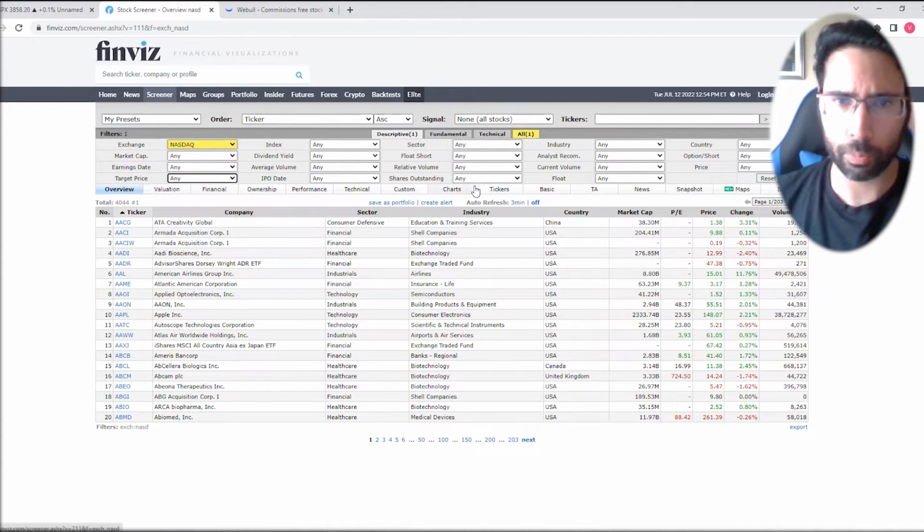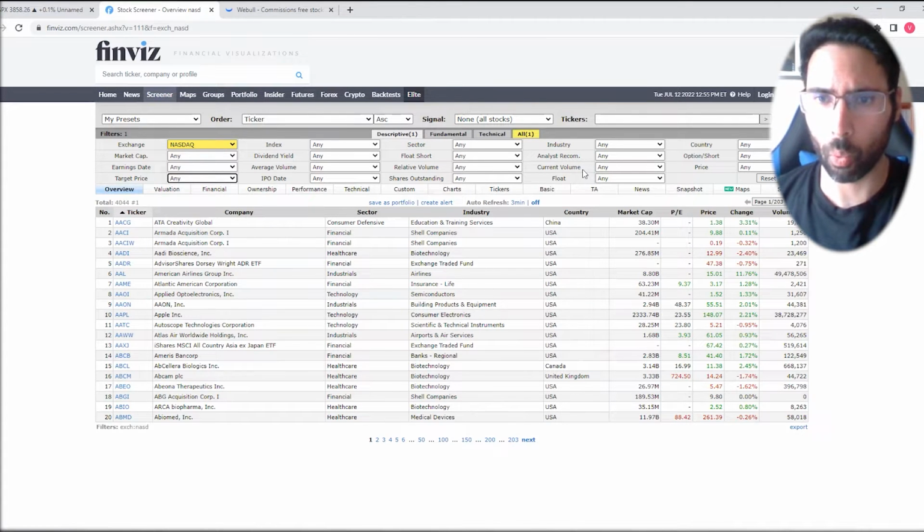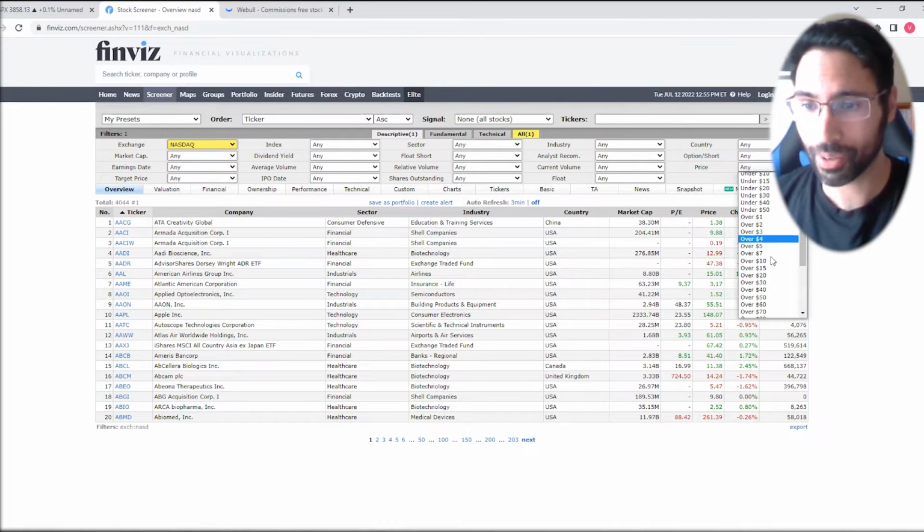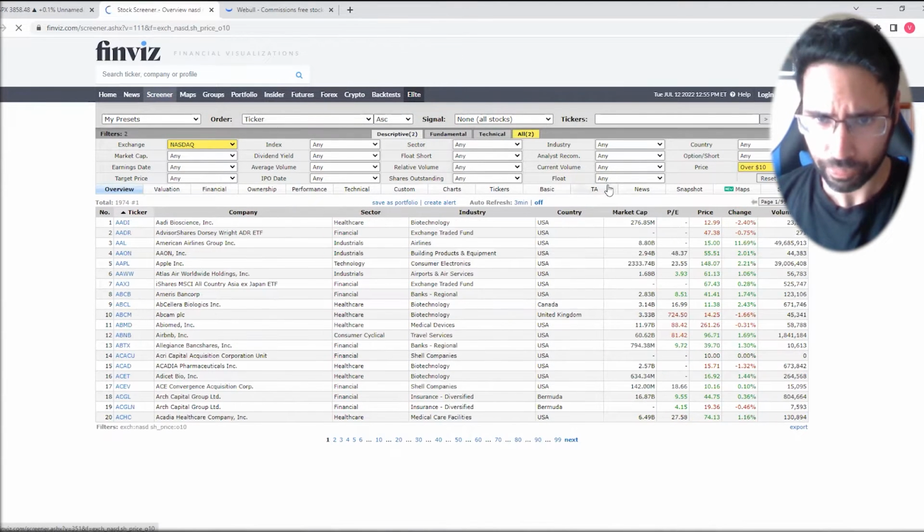But the more inputs that you put, obviously, the handful of selection you'll have, right? And that's very important for a trader, especially because you don't want to be looking at hundreds or thousands of stock charts per day, although some tend to do so. But you can add any inputs here. Let's choose something that's over $10 for now.